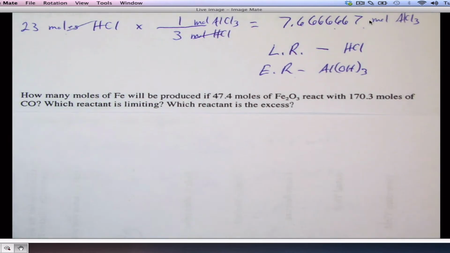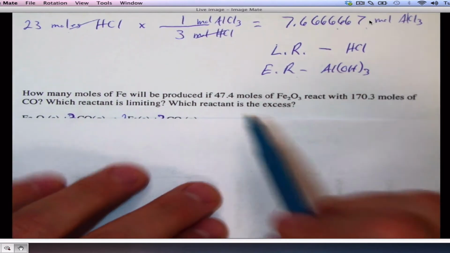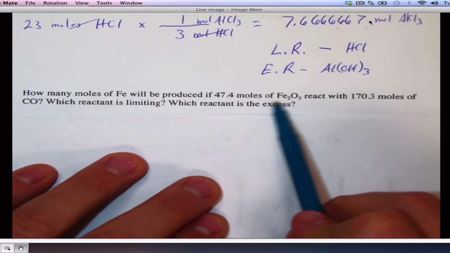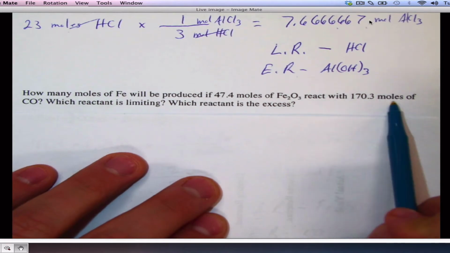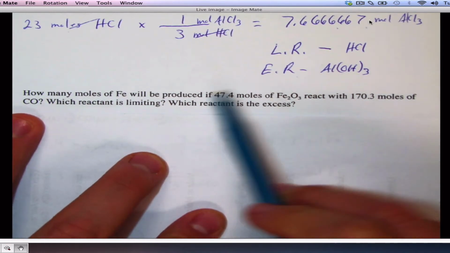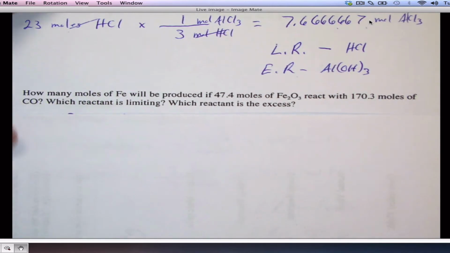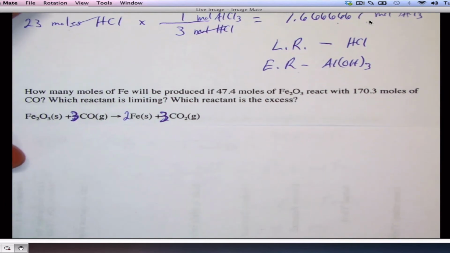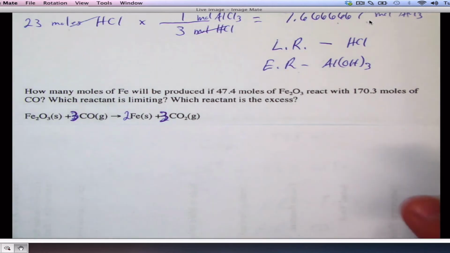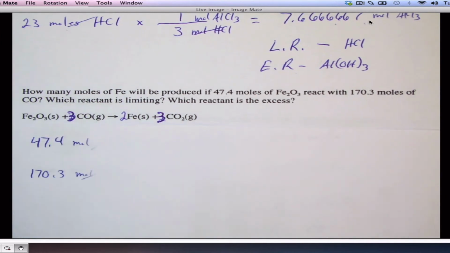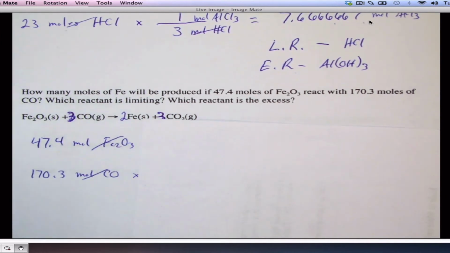So when you read this problem, the first thing you say is, what am I given and what am I trying to find? Well, I'm given 47.4 moles of Fe2O3 and 170.3 moles of CO. What am I trying to find? I'm trying to find moles of Fe, so they're both going to moles of Fe. All right, so first thing you need to do is make sure you have a balanced equation, and it should look like this. You should have 1, 3, 2, 3 coefficients. All right, and it should all balance out. And then once you have that, then you can write down your givens. So what are my givens? Well, here we go. 47.4 moles of Fe2O3 and 170.3 moles of CO.